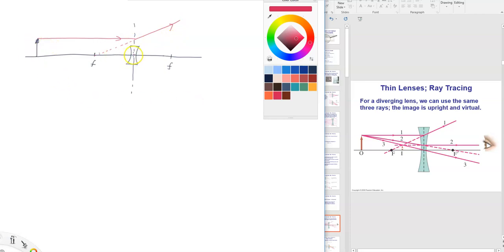One that goes through the center does not bend. One that goes through the center. So where they meet, here we have a small image. Now you can see it's small, it's upright, it's virtual. Why do we say it's virtual? We are looking at the object from this side, right?